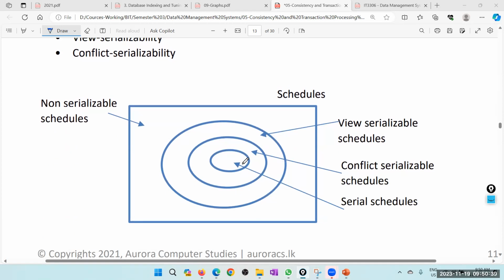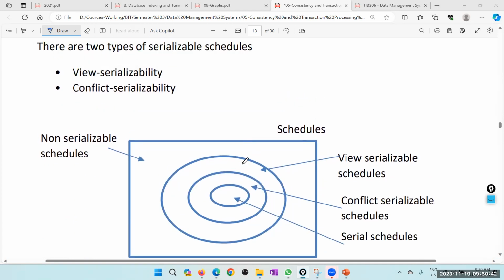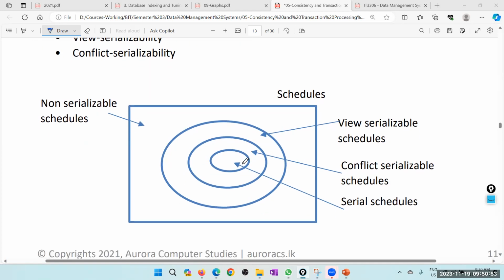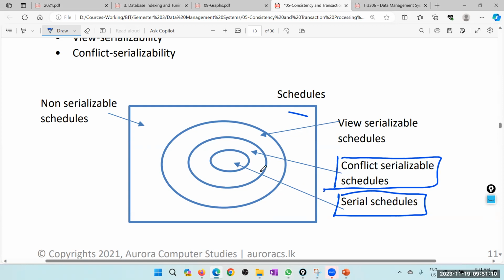Right. So when it comes to serializable schedules, we look at two types of serializability. The conflict serializability, and view serializability. So remember, serial schedules are valid. Serial schedules are valid. And conflict serializable schedules are also valid. So some of the conflict serializable schedules are not serial, but they are also valid. So then we have view serializable schedules, they are also valid.